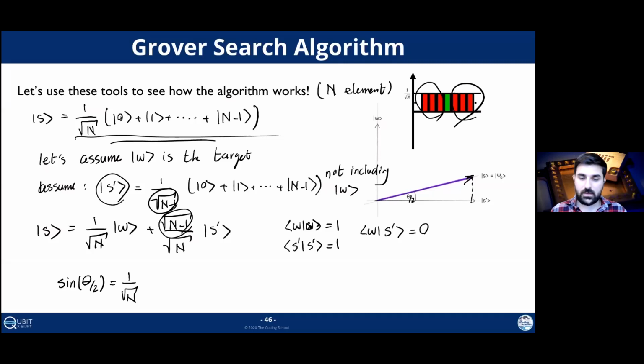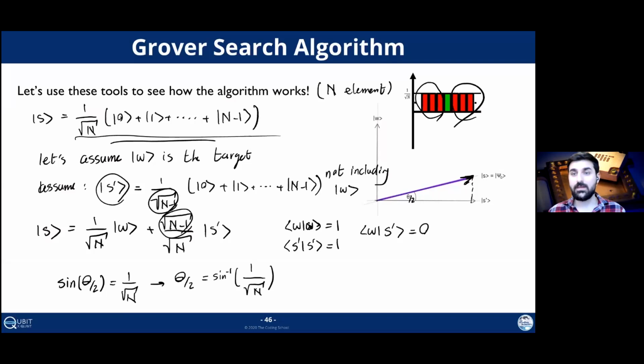And then, using some of our trig functions, we can also say that theta, or theta over 2 really, the angle that we have between the S vector here and the x-axis, which is defined as the S prime state, is just going to be equal to the inverse sine of 1 divided by square root of n.